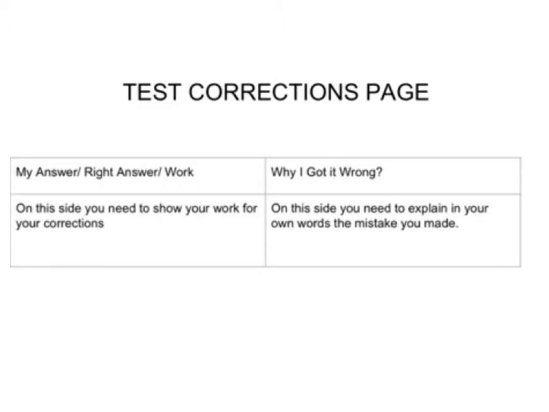Okay, so here's the two columns. On the top, make sure you show work. It says my answer, right answer, work. So make sure you show in all your work. It says on this side you need to show your work for your corrections. Then on the other side, why you got it wrong. So on this side you have to explain in your own words what your mistakes were.